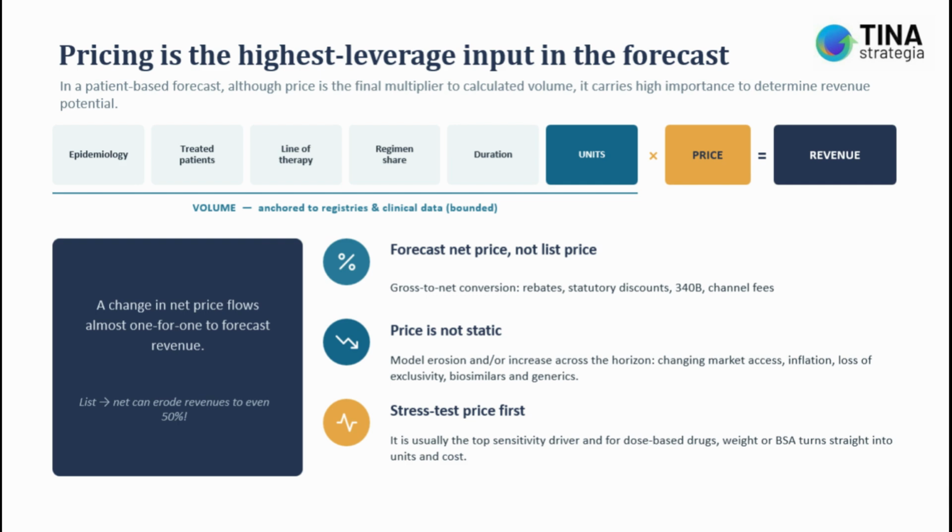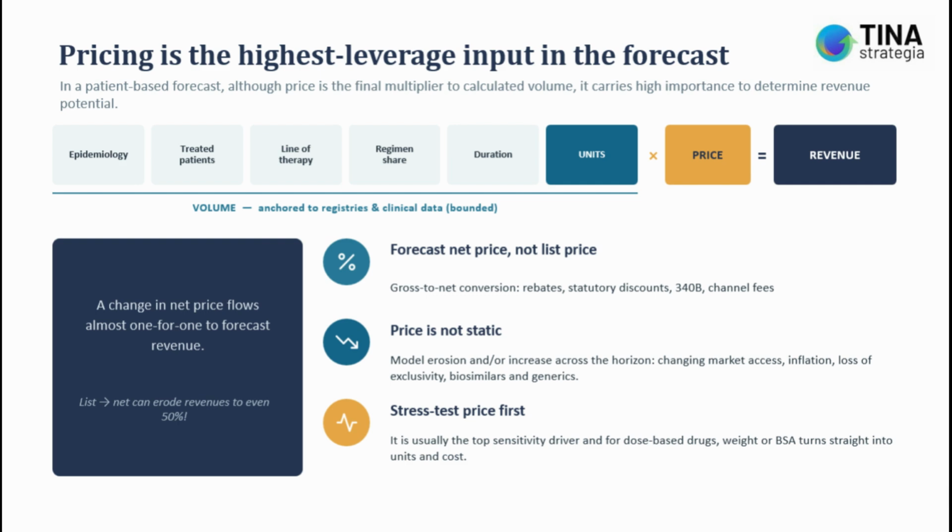Then the regimen share, the slice of patients who get our particular drug. Then the duration, how long they stay on it. Multiply all of that together and you get units, the number of tablets, or vials, or doses the market consumes. Here's the key idea. Everything in that chain, everything up to units, is the volume. And notice the label underneath it. Volume is bounded. It's anchored to real-world data, patient registries, clinical studies. You cannot invent more patients than actually exist. There's a ceiling on it.